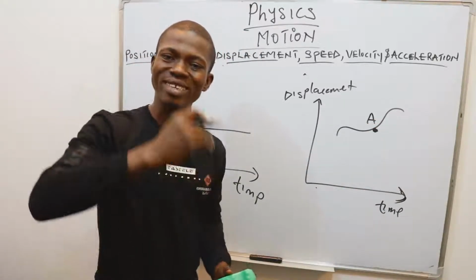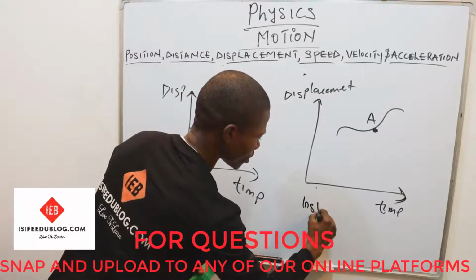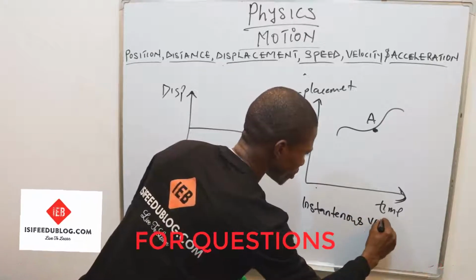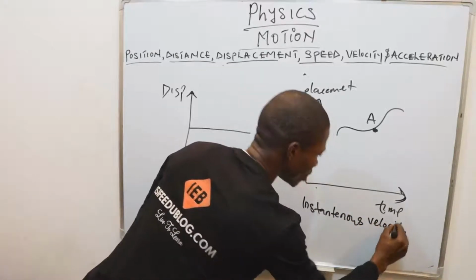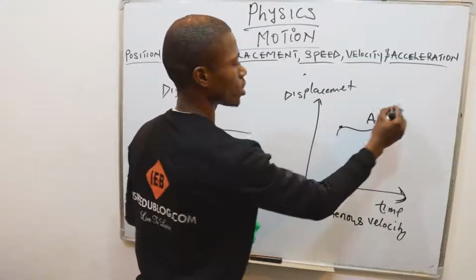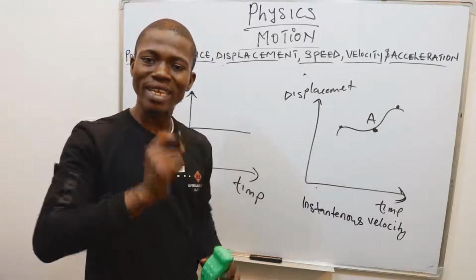And this is what we call instantaneous velocity. A velocity at an instant. It is called instantaneous velocity. This is the velocity at every instant. We can also find the velocity here, and here. It is the velocity at every or any instant.